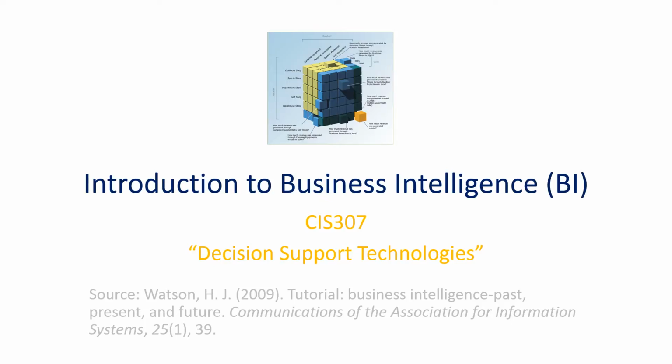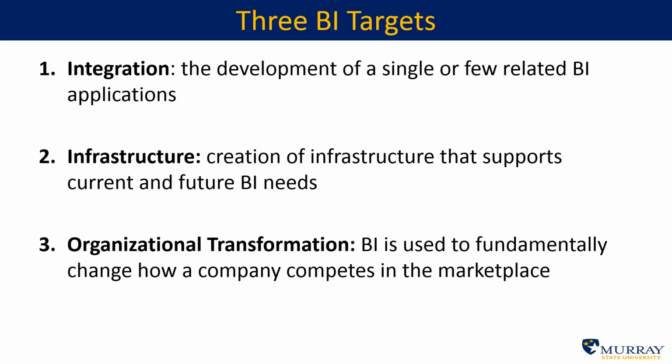Now we concluded part 1 of this video presentation by discussing some of the main BI targets or issues or goals. So we said that the main targets of business intelligence include integration, the development of one single or a few related BI applications for the entire enterprise. Number 2, infrastructure, which is creating an infrastructure that can support not only current but also future BI needs. And also organizational transformation. At the end of the day, any kind of BI initiative needs to help employees make better decisions, and those decisions need to lead to greater or enhanced organizational performance.